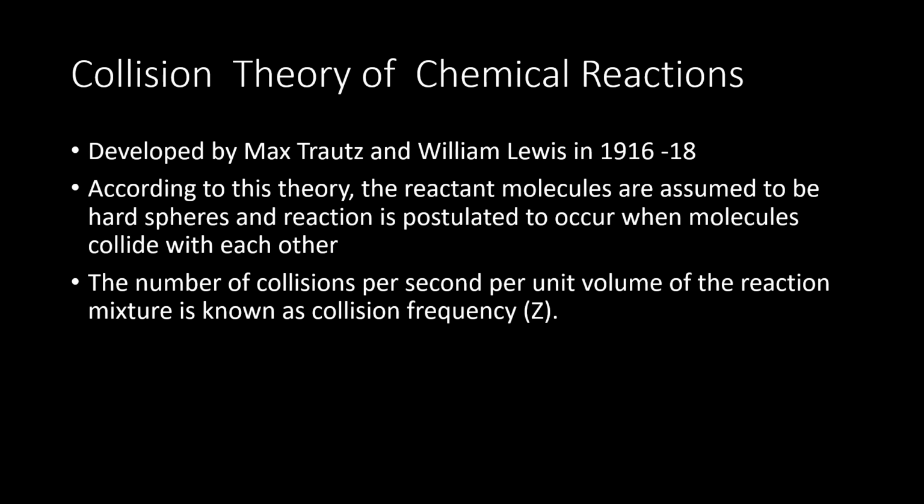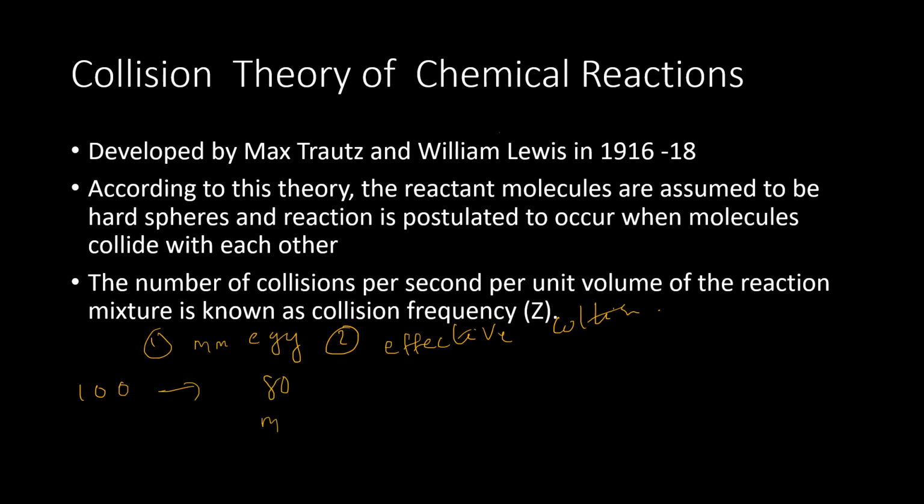Now we are discussing the collision theory of chemical reactions. It was developed by two scientists, Max Trautz and William Lewis. According to them, for a chemical reaction to occur, there are two conditions. The first condition, they should possess a minimum energy. Second condition, they must collide in a proper orientation. Such collisions are called effective collisions. For example, if you have 100 molecules of reactants, among them 80 have minimum energy and are qualified for the energy barrier, then among them only 60 molecules undergo effective collisions, and only those are converted into products. So we will get only 60 products.